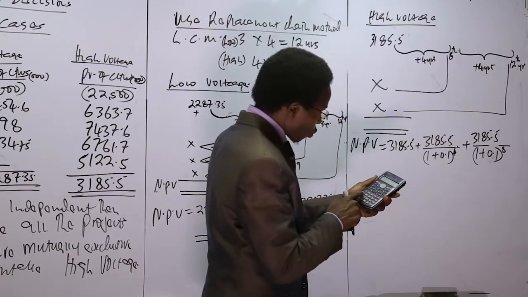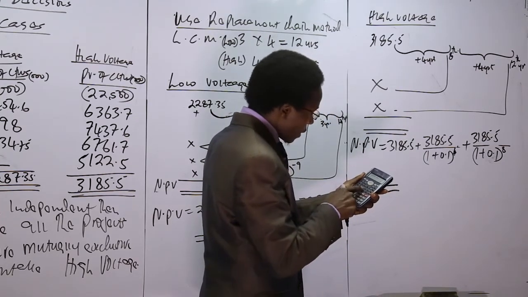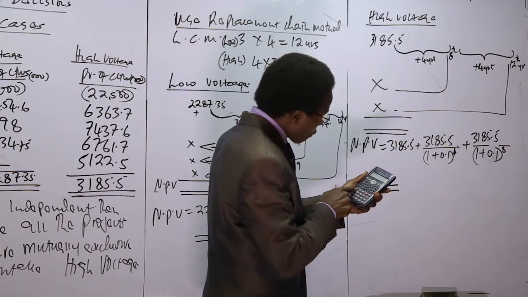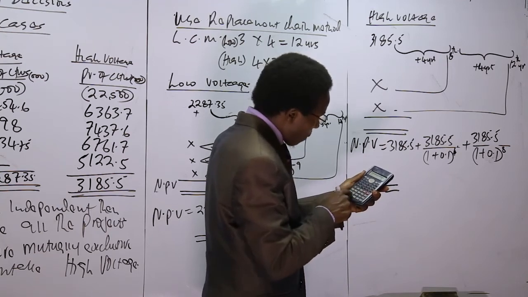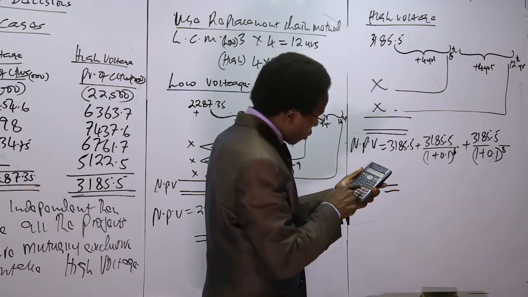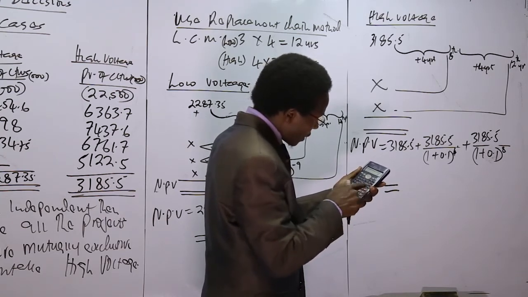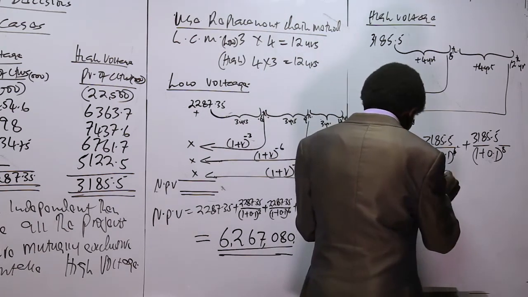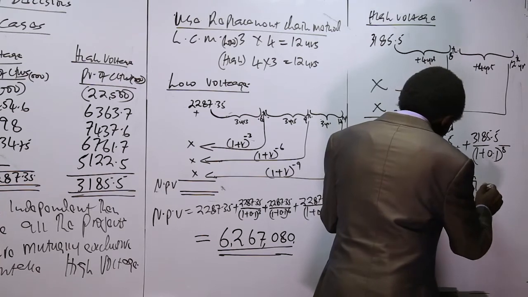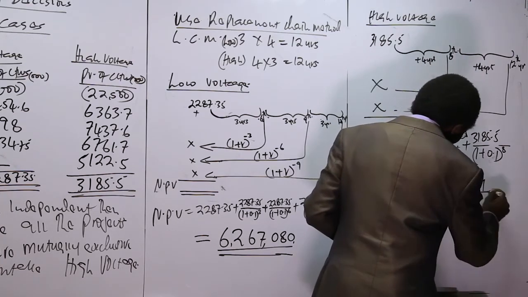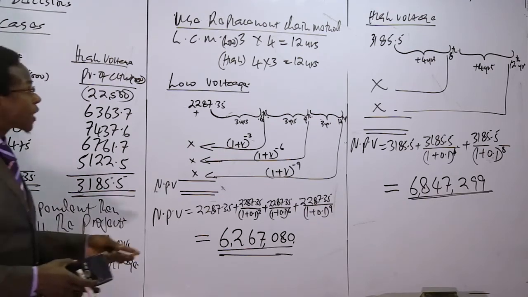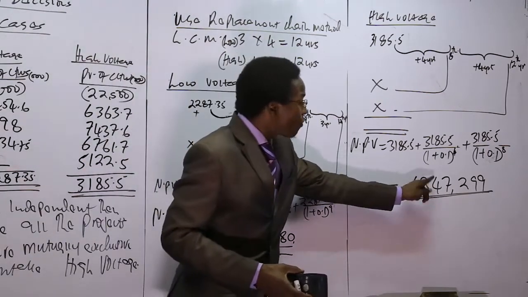Then we are able to compute our NPV. So we come and say 3185.5 plus 3185.5 divided by 1.1 raised to 4, then plus 3185.5 divided by 1.1 raised to 8, then we close that. We have 6847.3. Let me put them in full. Because our figures are in thousands, the full figure is 6,847,299. So as compared to the low voltage, you have noticed now still high voltage is desirable.